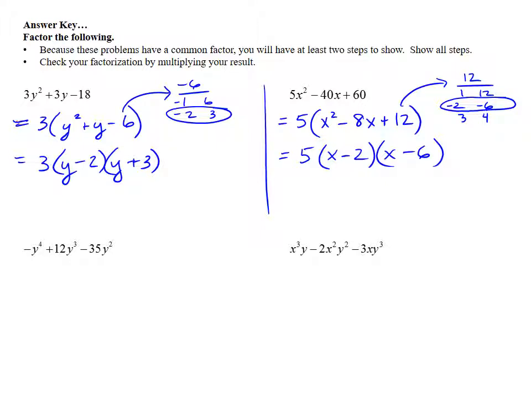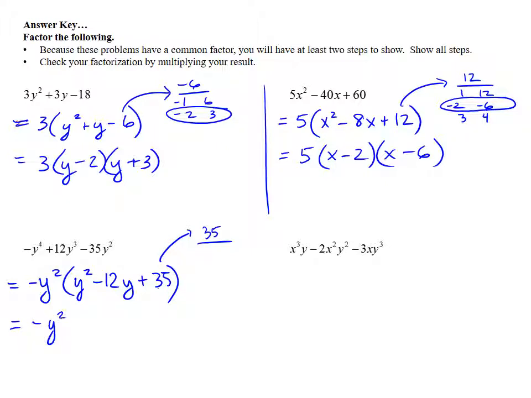The next example, negative y to the fourth plus 12y cubed minus 35y squared, has a negative out front, so I definitely want to factor out a negative, but it also has a y squared in common. So I'm going to take out both a negative and a y squared. When I do that, the first term I get y squared, the second term I get negative 12y, and the last term I get a positive 35.